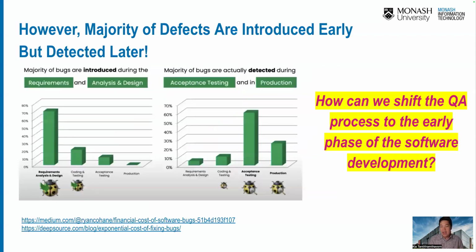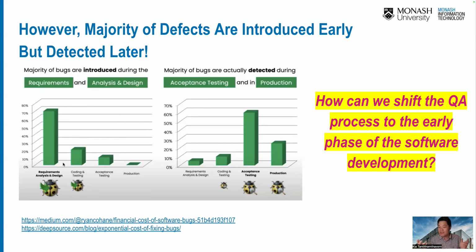Okay, and what happened with the waterfall is that the majority of the defects are introduced early, but they are detected later. If you look at this figure, the majority of the bugs are introduced during the requirement and analysis design. When the requirements are not clear, not captured, not elicited well, there's a bug in the requirement already.